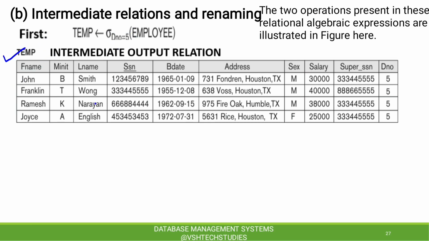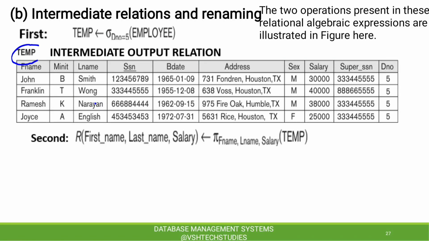So how did we get this temp intermediate output relation? The original employee relation was taken as input relation. There were 8 rows. Out of 8 rows, only the rows in which department number is 5 are selected, and the intermediate output relation generated is named as temp, and that is written here. So taking the employee input relation and giving the temp intermediate output relation is the outcome of the first expression.